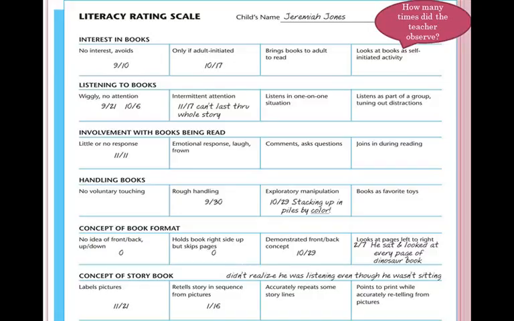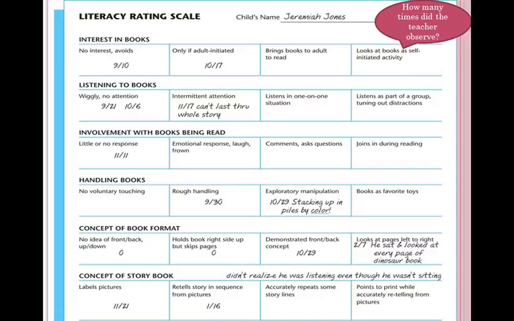Okay, let me rephrase my question. What was the behavior that the child demonstrated? Did they ask for the book? Did they go get the book? Did they hand the teacher the book? We don't know, right? The only thing that we know is that he showed a book if the adult initiated it, right? So rating scales will show progress.